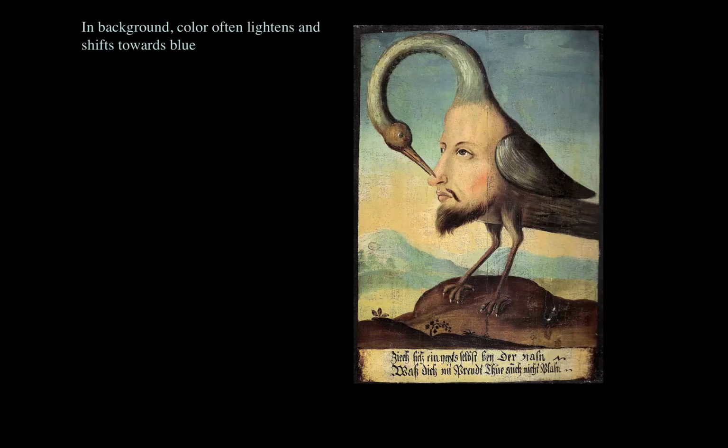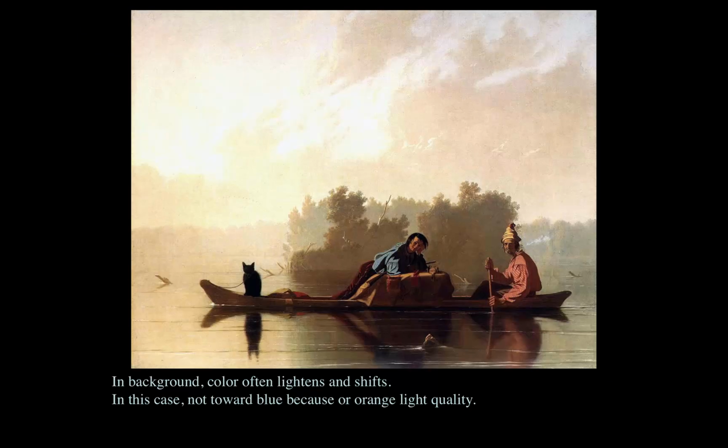Another example is from a medieval manuscript. These mountains have become very blue and very light as they recede in space. In this painting, on the right side of the background, there's a shift towards blue. On the left side of the background, it's a shift towards a yellow-orangey color because the light is yellow-orangey. Notice each group of trees also becomes progressively lighter as they move back in space.